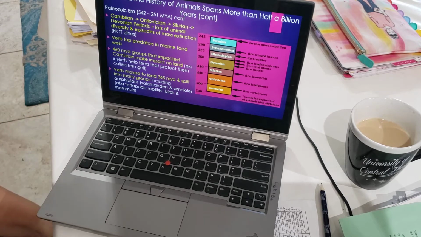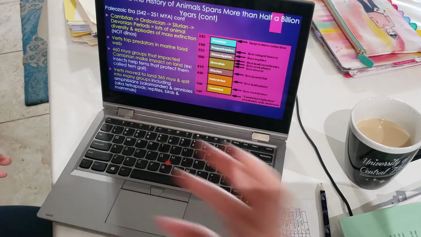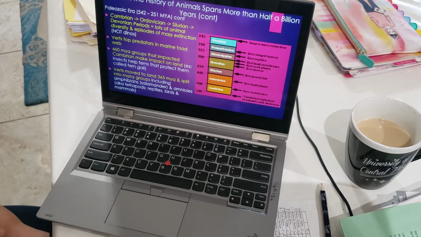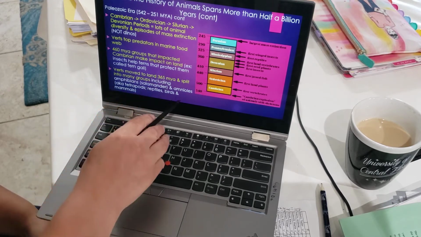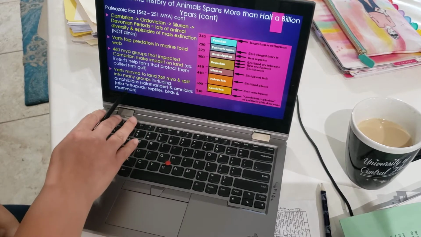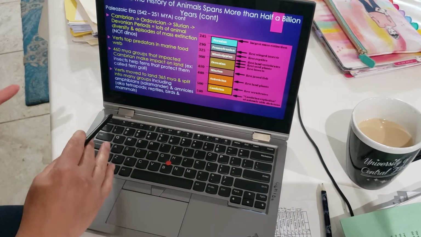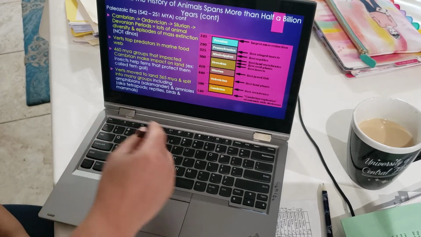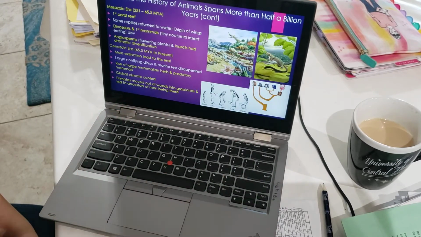460 million years ago, groups that impacted the Cambrian make impact on land. So again, all life on Earth started in the water and then moved on to land. So if there are organisms in the water, they had to go from land back into the water, okay? Vertebrates moved to land 365 million years ago and split into many different groups. That's when we started having the amphibians, the annules, which was the beginning of the tetrapods, so organisms with four limbs, right? Your reptiles, your birds, your mammals, that's really when it occurred.